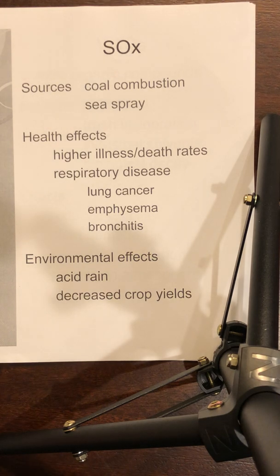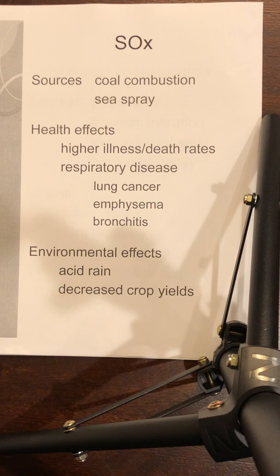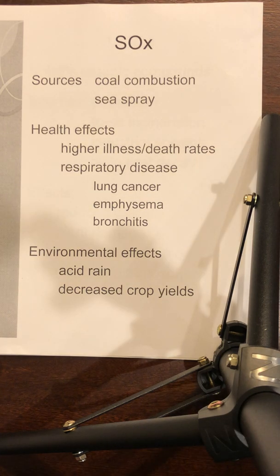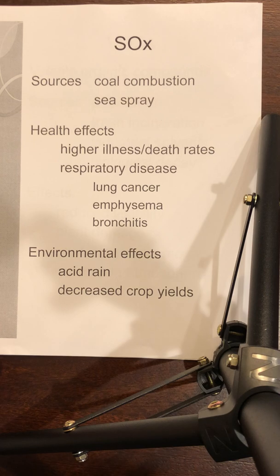Okay. SOx comes primarily from coal combustion and a little bit from diesel, and again 99% from coal combustion, maybe 1% or less from sea spray. It causes higher illness and death rates, especially respiratory diseases like lung cancer, emphysema, and bronchitis. It also participates in acid rain, we'll learn about that in a minute, and decreases crop yields in farmlands.